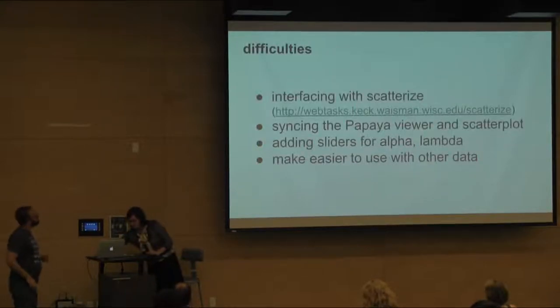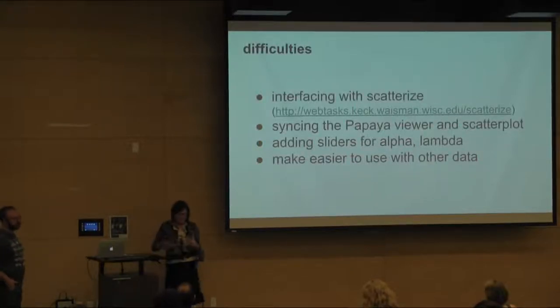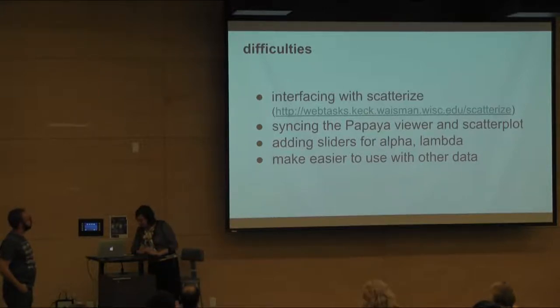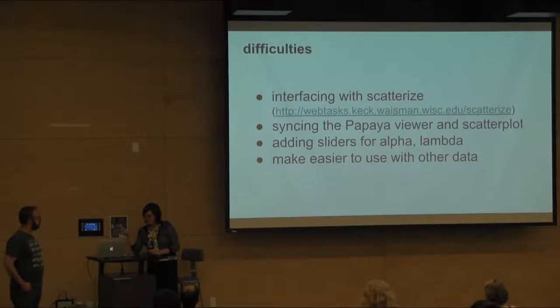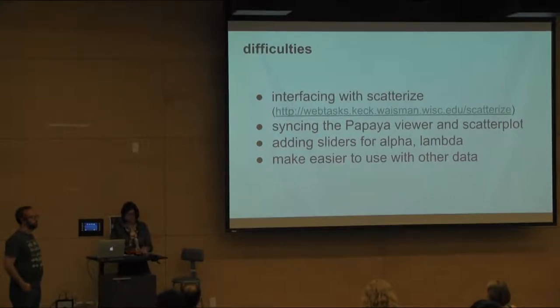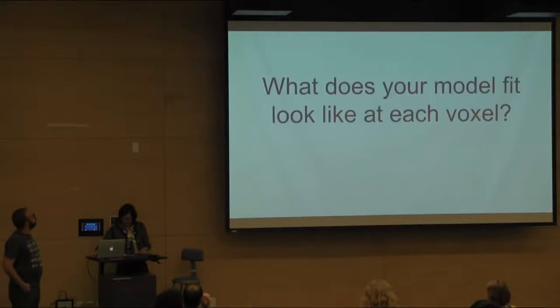Right. So some difficulties were interfacing with Scatterize, and we had to change the keyboard shortcuts so they were the same button. And yeah, syncing, interfacing with Scatterize actually required something I don't really understand. Horrible hackery. Anyways, adding sliders for alpha and lambda would of course be ideal, but that's another challenge. And it'd be great to make this easier to use with other data. So right now it's not straightforward.